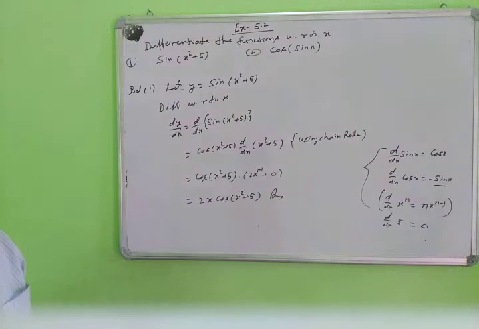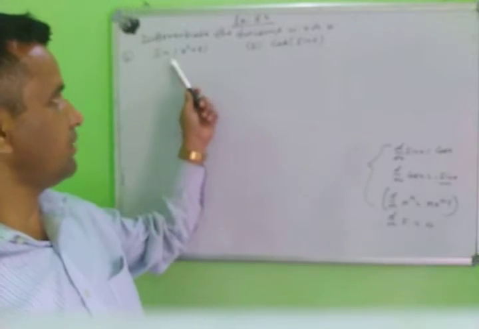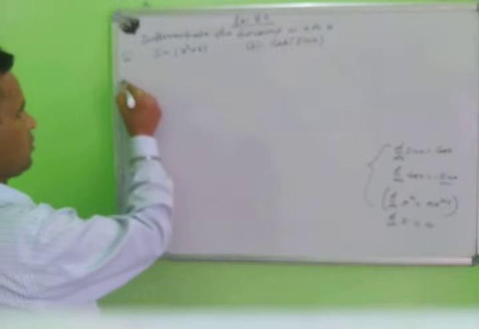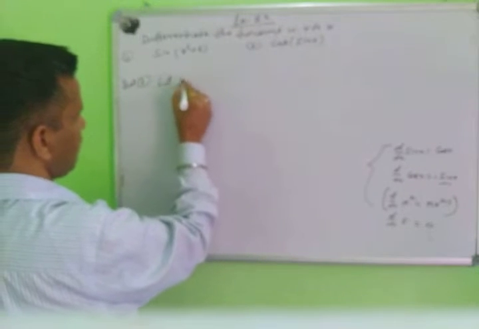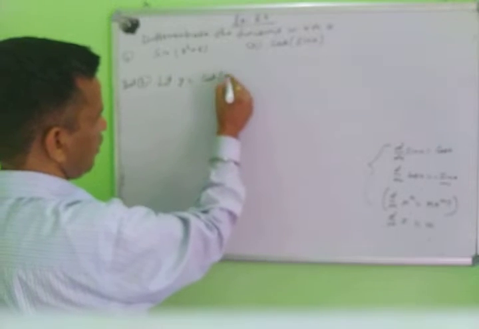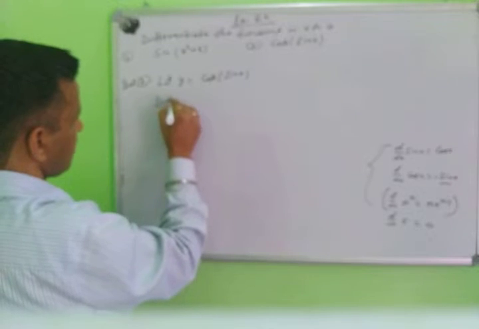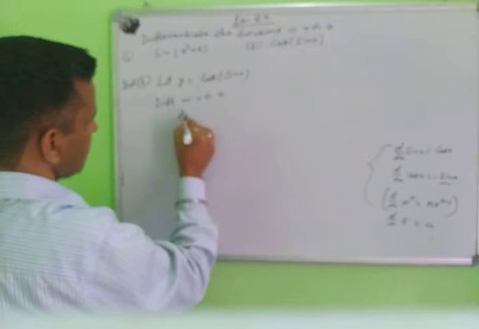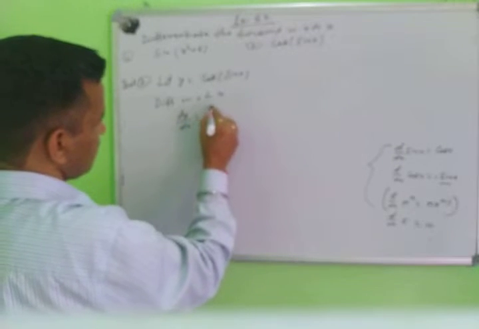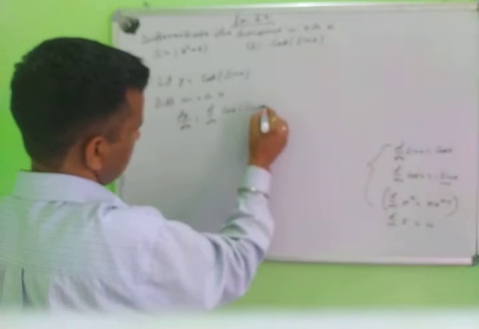Now question number second. Question number second, first is completed. The solution of question number second: let y equal cos sin x. Differentiate with respect to x, then dy over dx equal to d over dx of cos sin x.